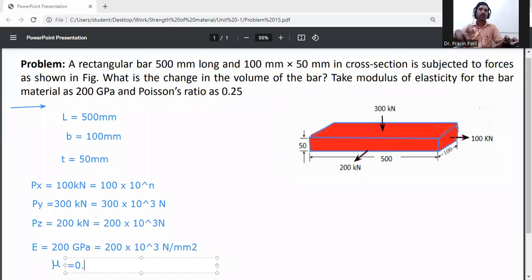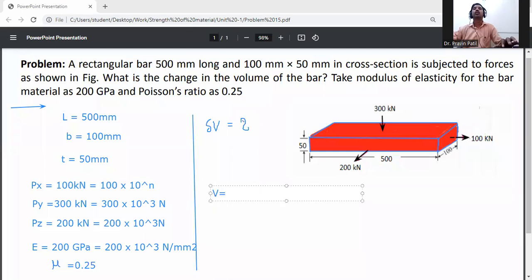This data is given for calculating the change in volume. So we need to calculate the change in volume, delta V, which is the question mark. First, the original volume V is equal to 500 into 100 into 50. It will be the total volume.